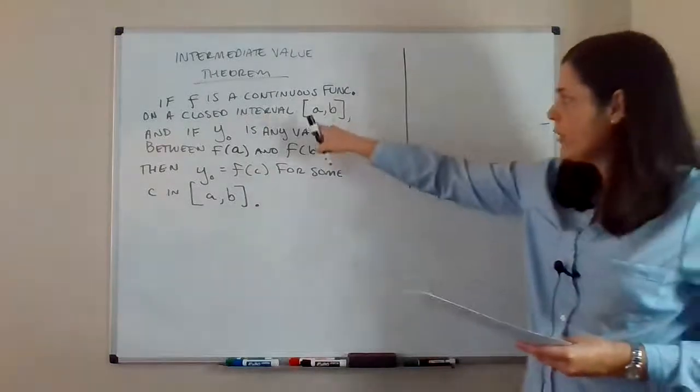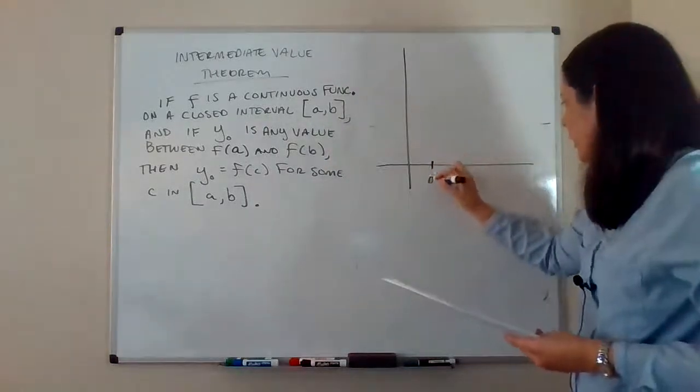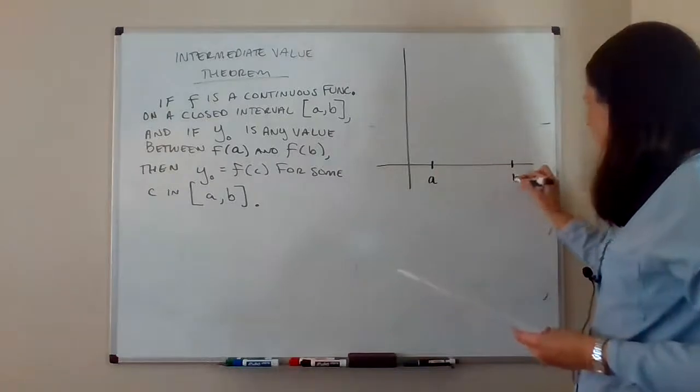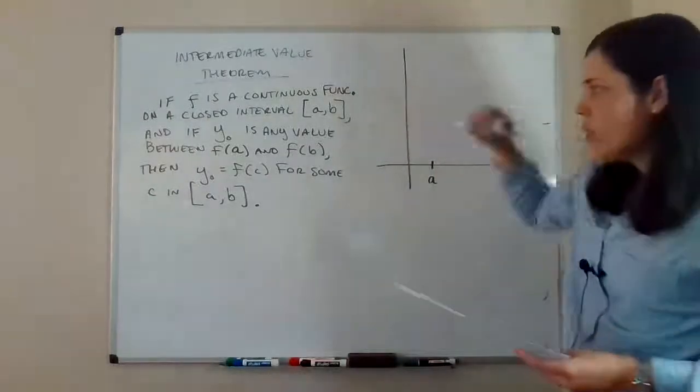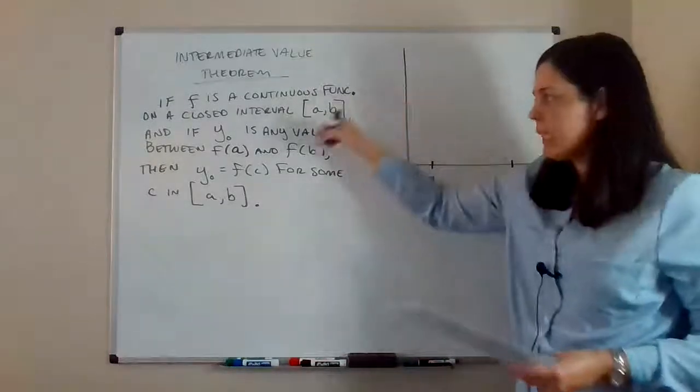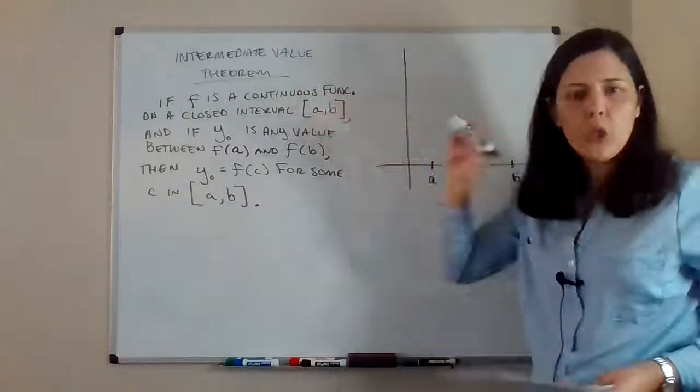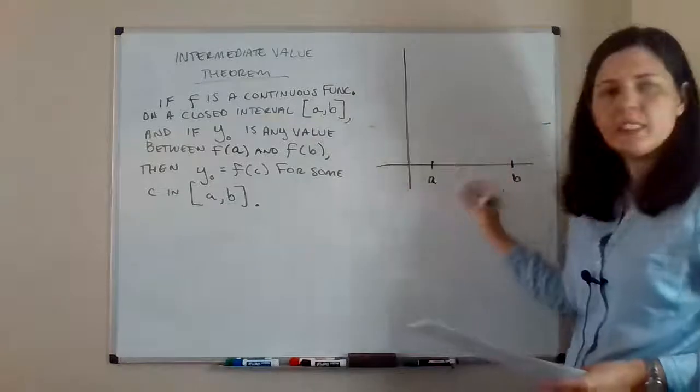My domain of my function goes from A to B, so I'm going to make some marks where I'm going to place A and B. Now I don't know anything other than what's given in this statement, so I'm going to go along in this statement and place things.